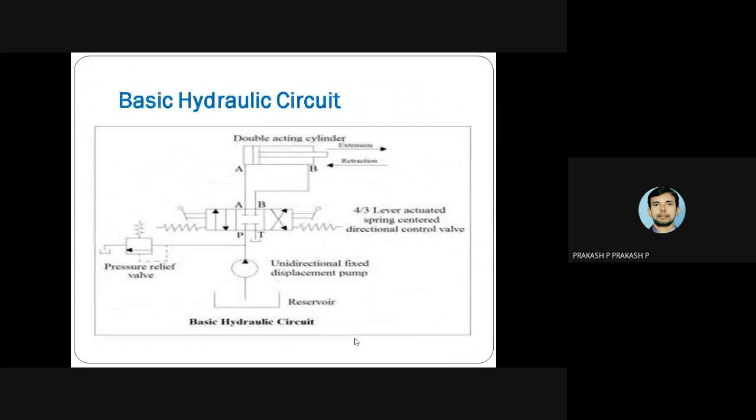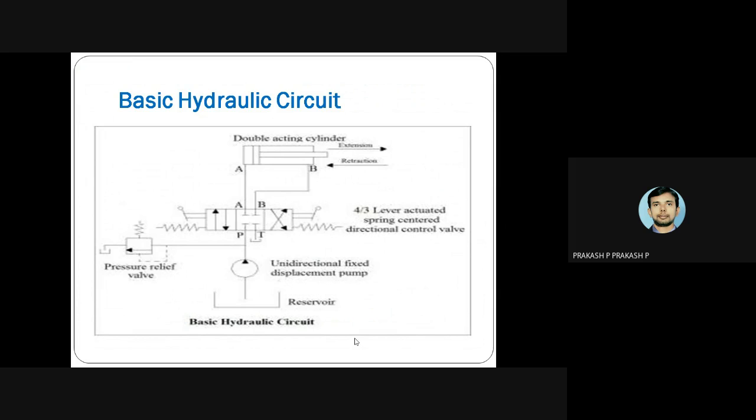You can see the basic hydraulic circuit. At the bottom there is a reservoir, which is used to store the hydraulic oil, and then a unidirectional fixed displacement pump is placed. You can see the 4x3 lever actuated, spring centered direction control valve, and then a double acting cylinder is used for extension and retraction purposes. There are three conditions we are using.